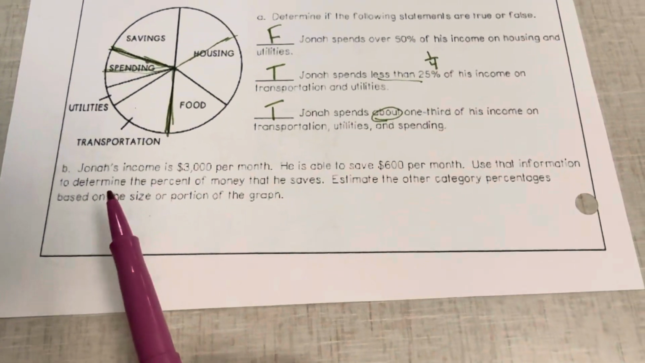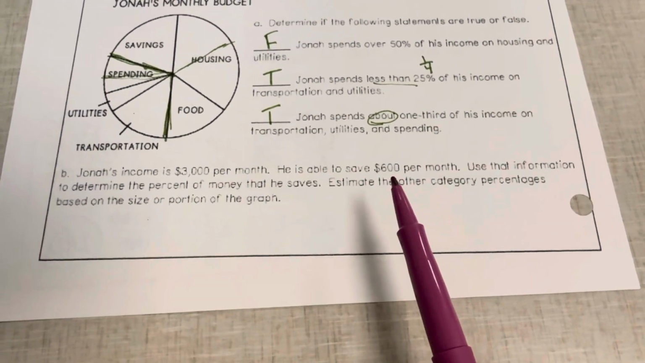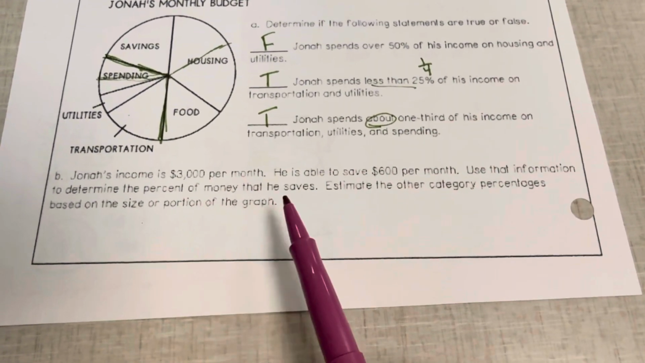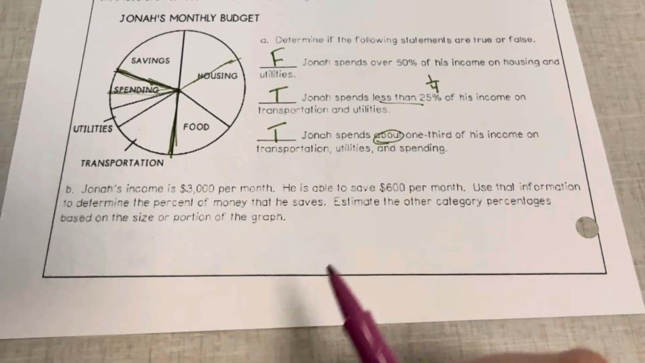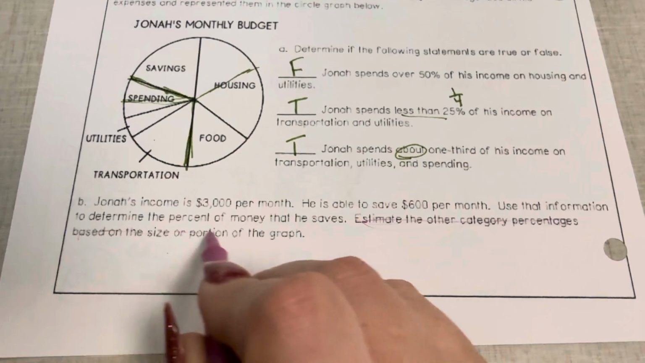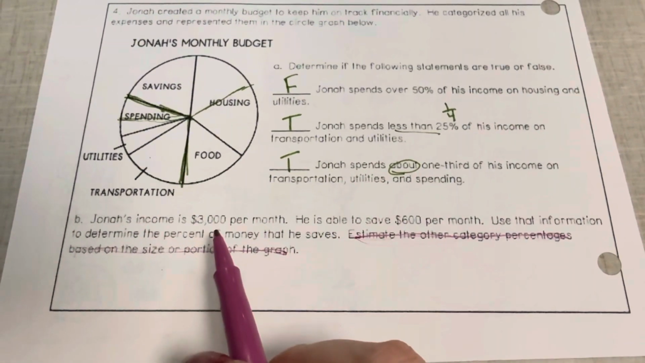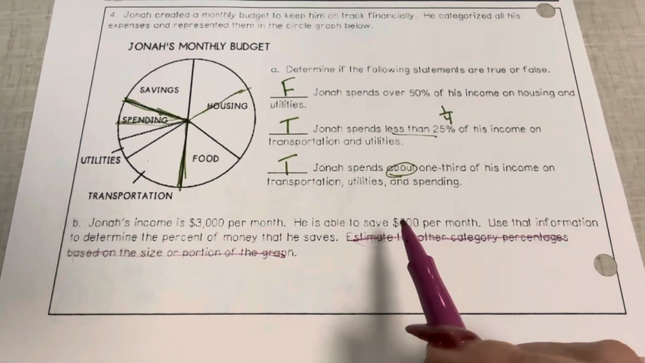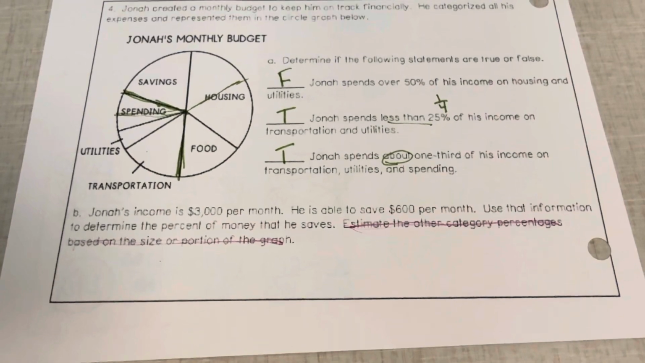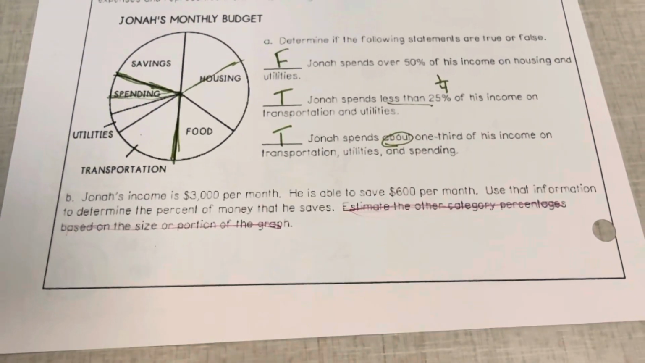Okay, the last one says Jonah's income is $3,000 per month. He is able to save $600 per month. Use that info to determine the percent of money that he saves. And then we are not going to do this last statement because you're not going to be asked to do that. Okay, so we know he makes $3,000 a month. 600 of that goes to savings. I want to know what percentage it is because our percents are missing over here.